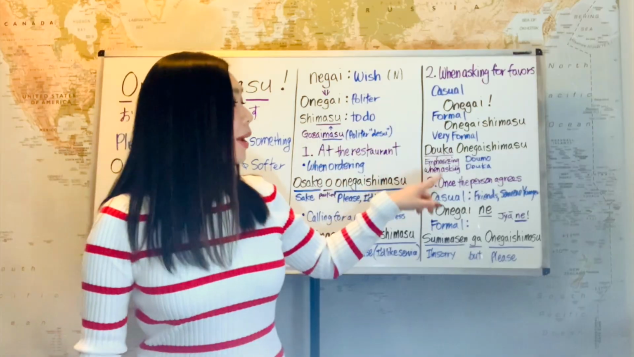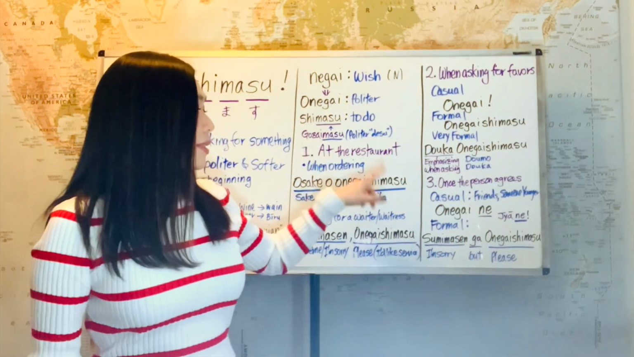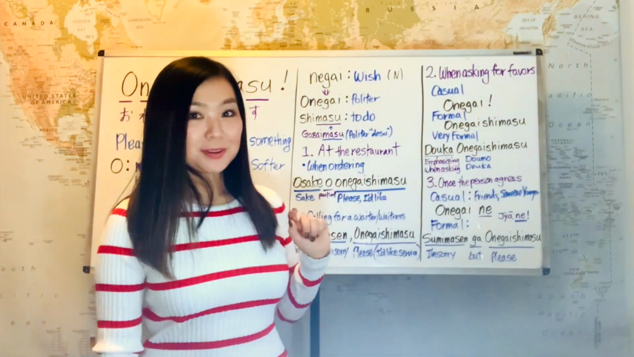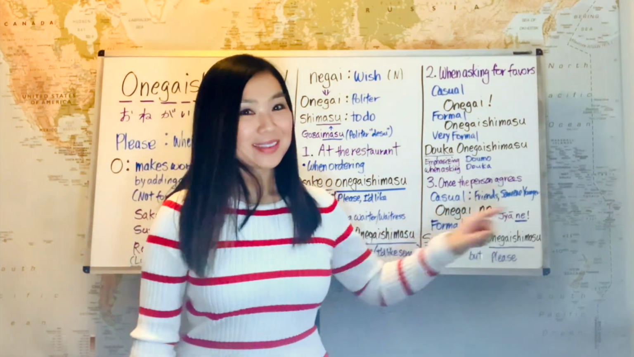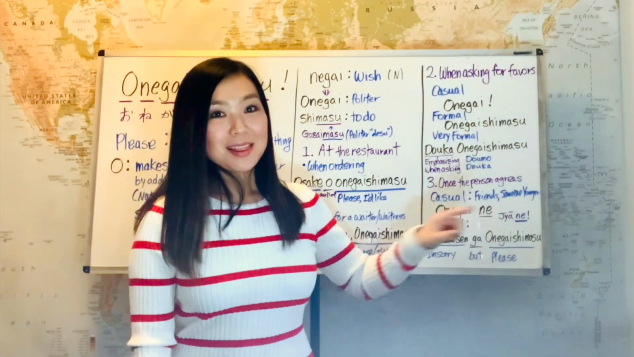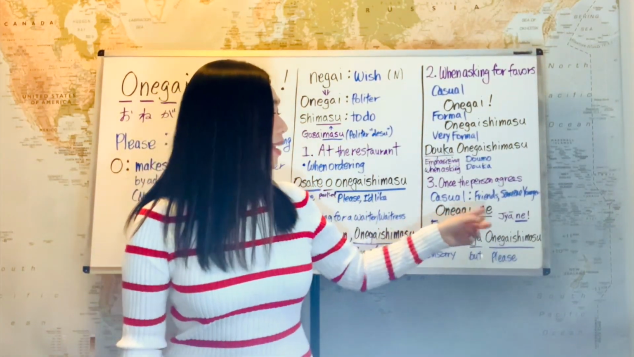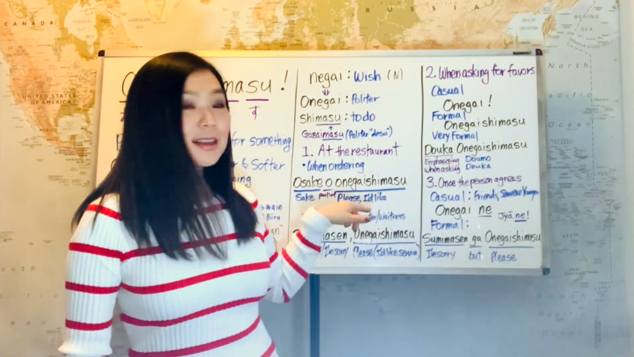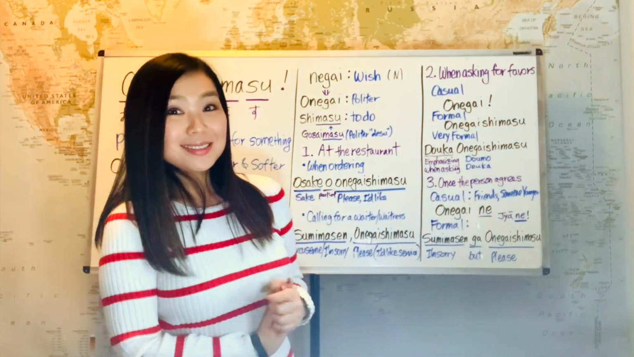And in a casual way, with friends, family, people the same age or younger, you can say onegai ne. Onegai means wishes, right? Ne, remember? Ja ne, the same ne. We quite often use ne at the end of the sentence in a casual way. Onegai ne means please. You can, of course, add thanks. So, arigatou onegai ne means thanks, please.